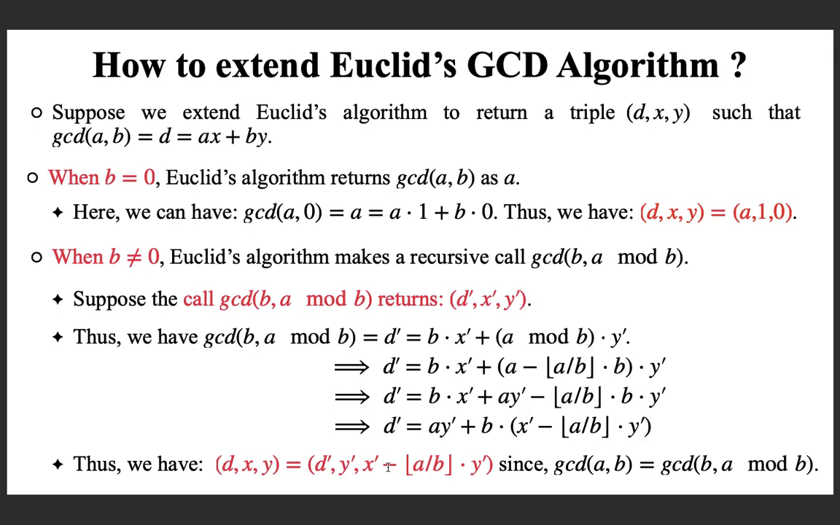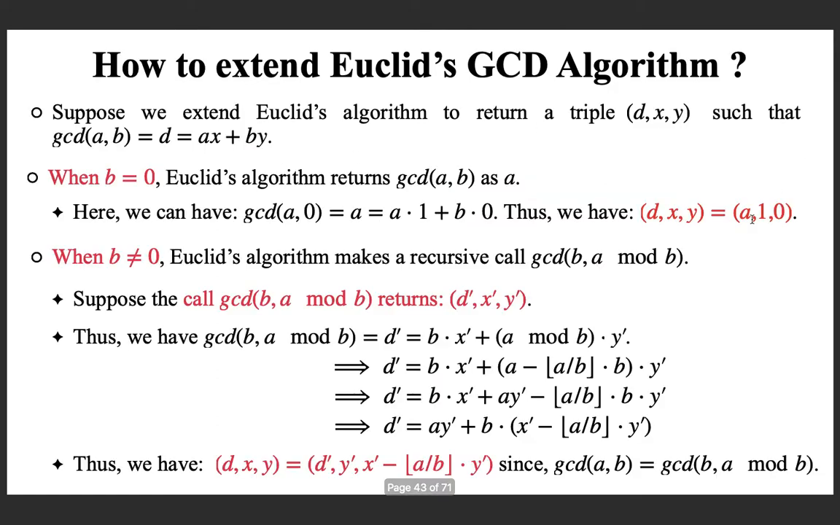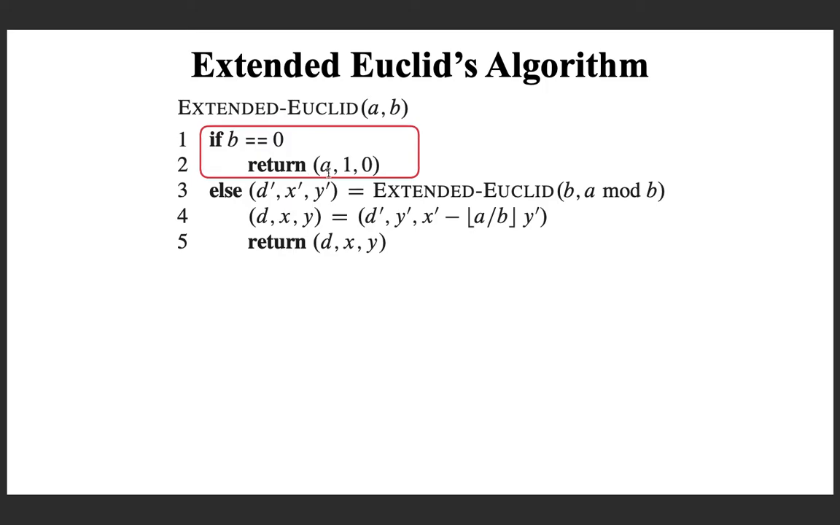Proceeding. Now we have these two conditions. We need to know what is the triplet dxy that we can return from the extended Euclid's algorithm. We found that when b is 0, what is to be returned is (a, 1, 0) for the call GCD of a, 0. When b is non-zero, what is to be returned is this quantity. You make a call to the extended Euclid's algorithm, and assuming that it returns this triplet, then this is what you have to return from the algorithm. So when b equals 0, we have to return (a, 1, 0), and that is what you are doing.